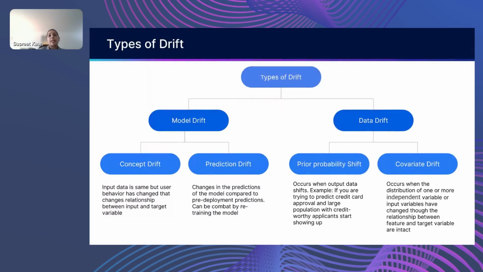Now, there are also two types of data drift, which in theory are prior probability shift, which is basically when the target variables shift, and covariate drift or shift, which is when your input variables have drifted, but the relationship between your features and target variable is still intact. So ultimately, both of these data drift behaviors will lead to a change in the model, which is model drift. And that is why I said all of these concepts are interrelated.